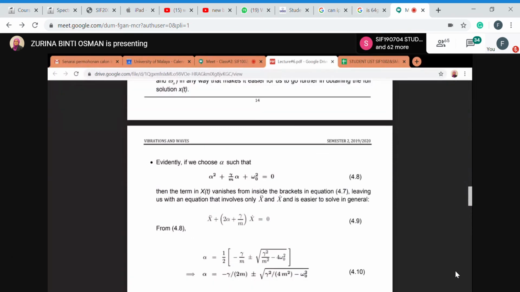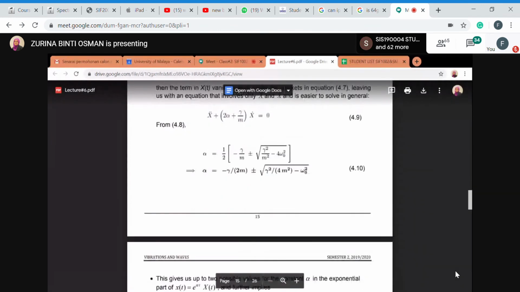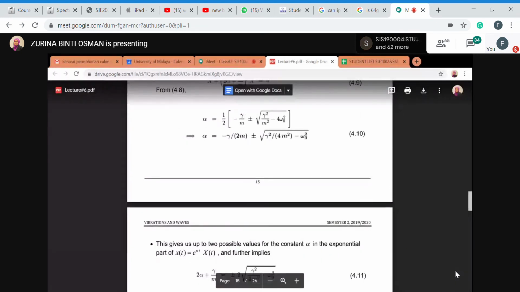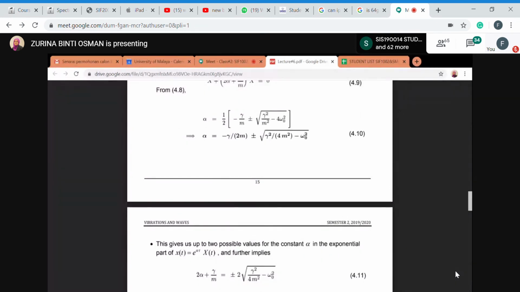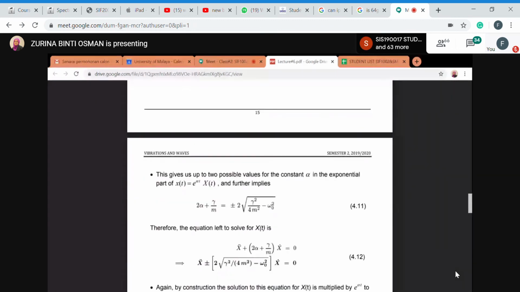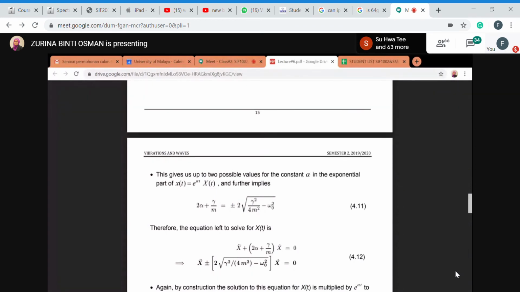And you can see that this is a quadratic equation. So this is the solution. We have two solutions here, alpha equal to this plus and also minus this. So this gives us the two possible values of the constant alpha in the exponential part of x. x(t) equals e to the alpha t times capital X(t), and this further implies that it equals this.